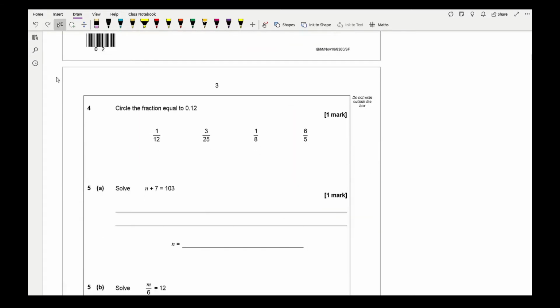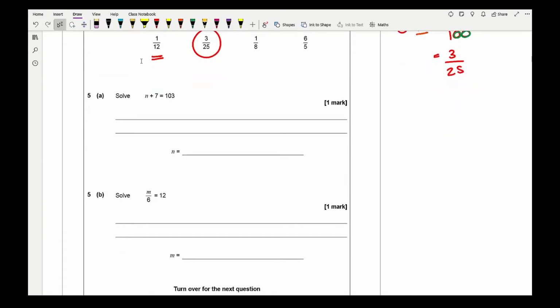For question 4, it says circle the fraction which is equal to 0.12. Now, the common answer that people would write would be this one because it's got a 12 in. However, 0.12 is the same as 12 over 100. And again, the reason why it's 12 is because those are the digits after the decimal point. And the reason why it's 2 zeros is because I've got 2 numbers after the decimal point, so it's over 100. And then if I simplify that fraction, I can divide both numbers by 4, in which I get 3 over 25. So the correct answer is 3 over 25.